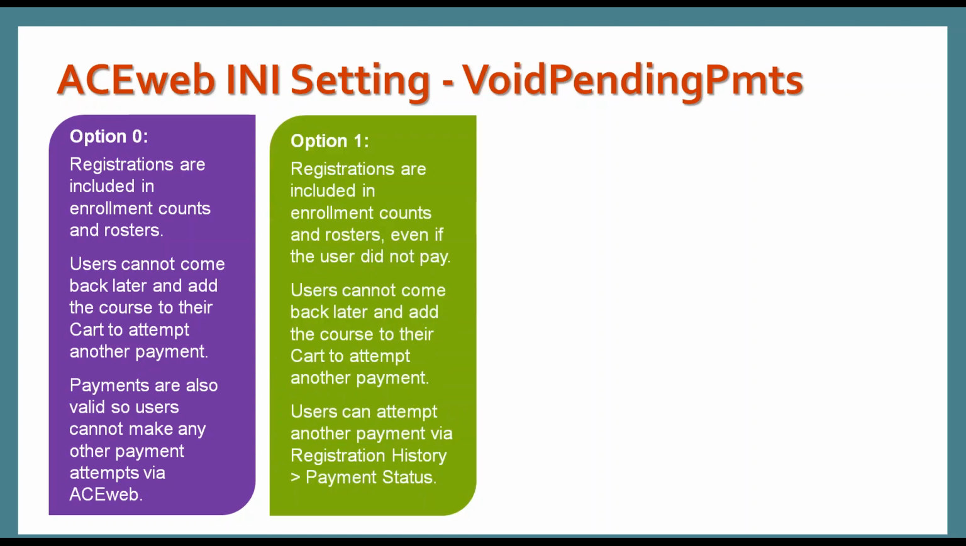So as we go up the scale here, this is going to increase the things that ACEweb does ahead of time to try and take care of some of this mess for you. So option 1, the registrations are still going to be valid, so they will be in enrollment counts and the person will show up in a roster. The user still can't come back and add the course to their cart because, again, they're already in that class, but they can go into their profile on ACEweb, go into their course history, and click the payment status and be able to pay for that registration, which would then fully make that a valid registration and payment. So this option does give them the ability to go in and finish that payment if there was some kind of an issue during the payment process.